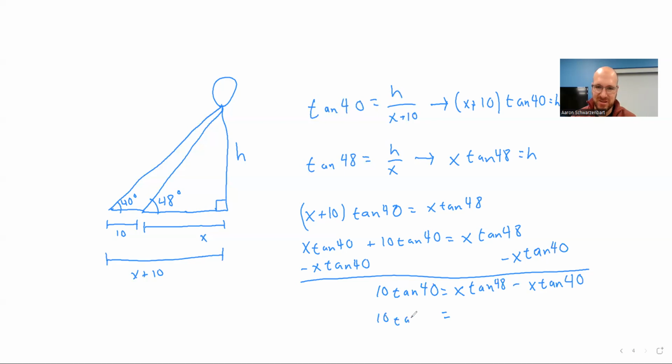I can't do anything here to this side yet. To the right side, I'm going to factor out my x. So I've got tangent of 48 minus tangent 40. Now I can divide by the whole set of parentheses.